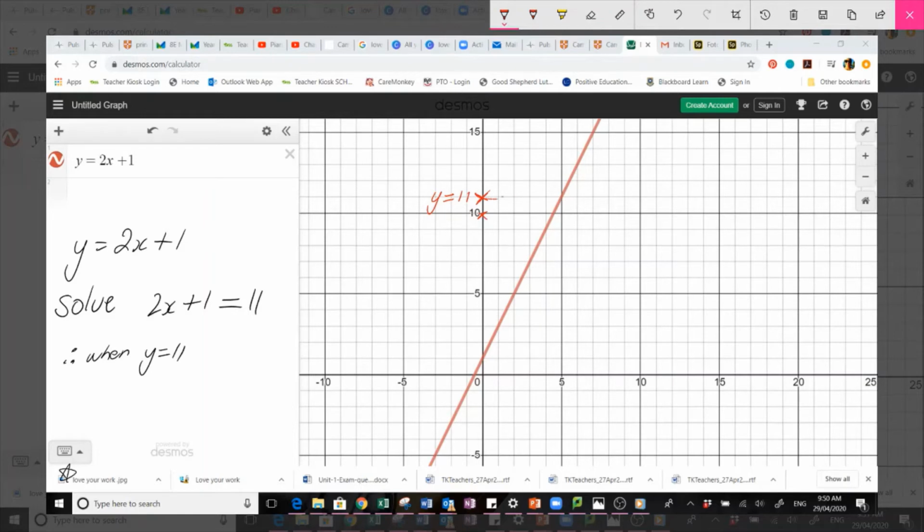Now we draw an arrow, a line, across to our equation line, and then we draw a line down to the x-axis, and the value of x is the one that corresponds to that point. So the solution to this equation is x is equal to 5. And we can see that from the graph.